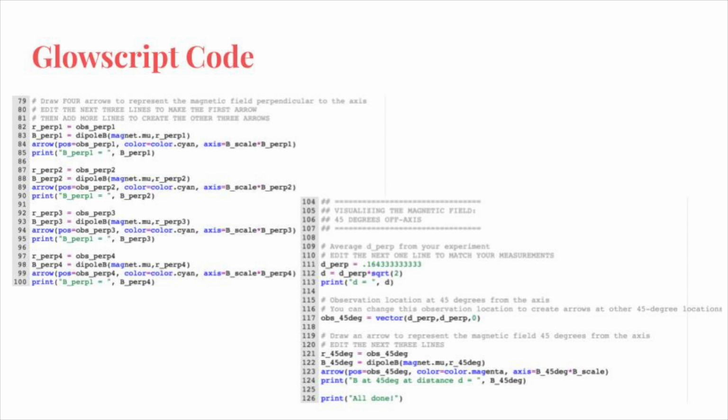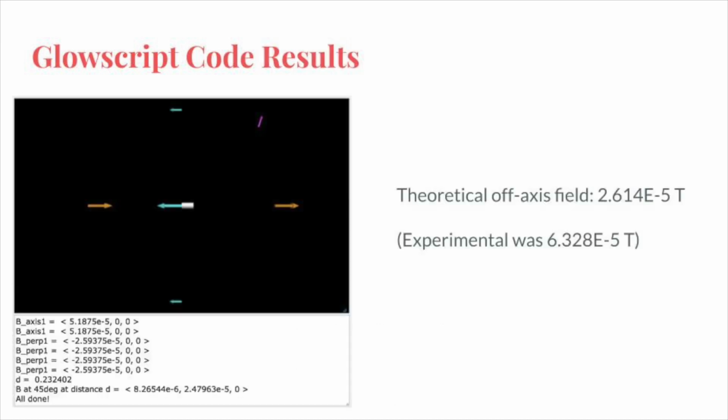This slide shows the second half of our GlowScript code, with each little section applying the function we defined before for the magnetic field strength of a dipole at various locations, as well as doing it at an intermediate angle as defined by ops underscore 45 degrees. The results of this model are shown here, with the theoretical off-axis field turning out to be 2.614 times 10 to the negative fifth teslas.